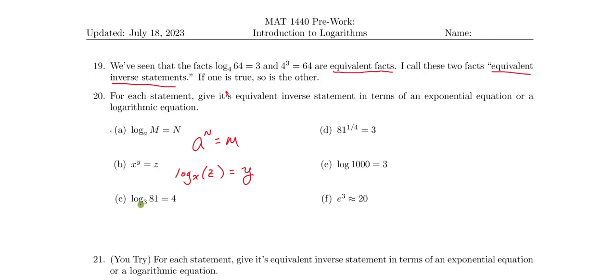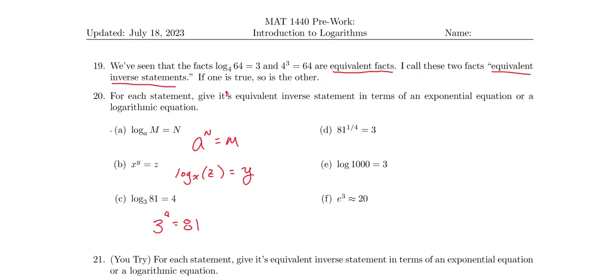Here we've got a fact, and you can confirm that this fact is true, that the log base 3 of 81 is equal to 4. This is a logarithmic equation. What's its equivalent inverse statement? Its equivalent inverse statement is that 3 to the fourth power is equal to 81.